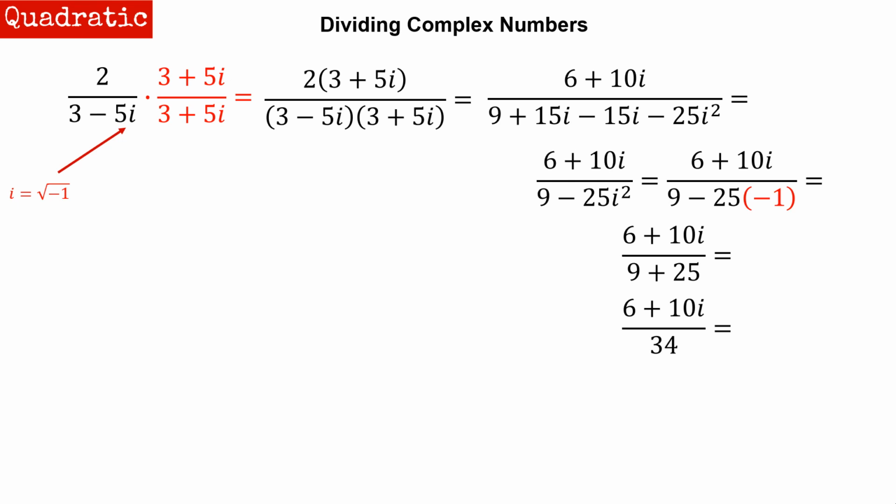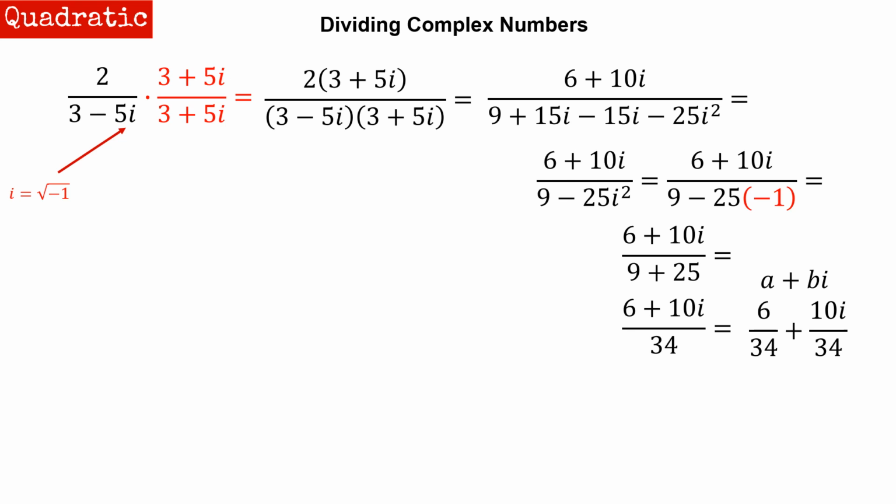But this isn't our answer because it's not in the form a plus bi. And that is actually super easy. All you do is rewrite 6 plus 10i over 34 as the denominator. Okay, maybe I said that wrong. It's just going to be 6 over 34 plus 10i over 34.